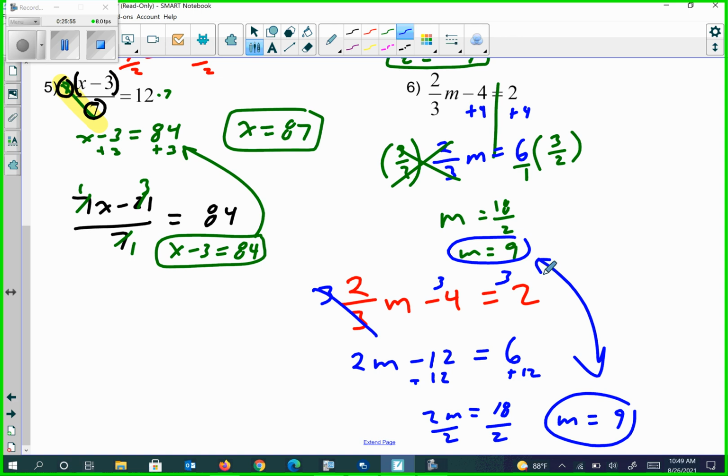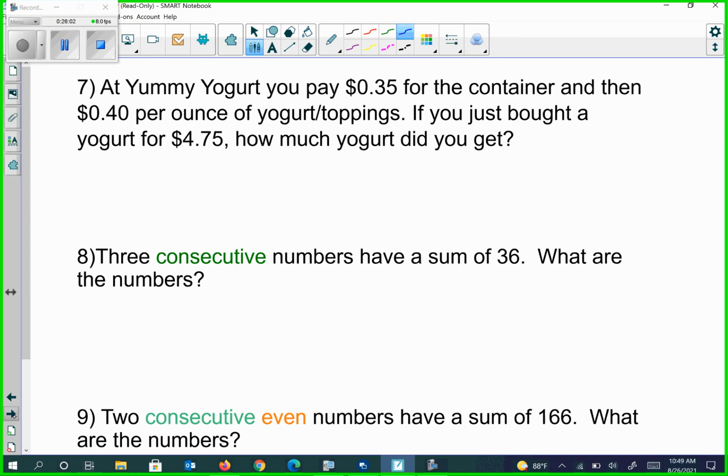Did I cover everything on that page? Am I done with that page? Do we have any more notes? What do you mean?